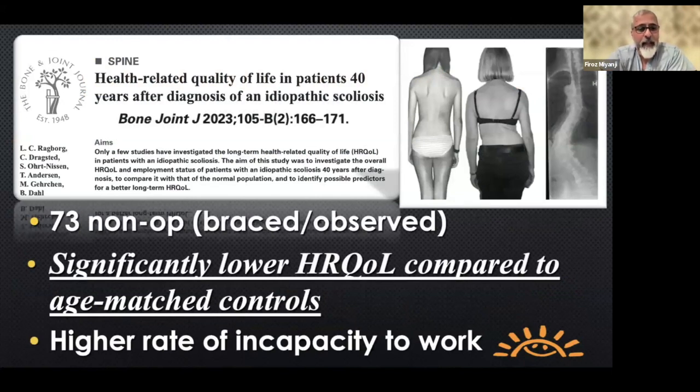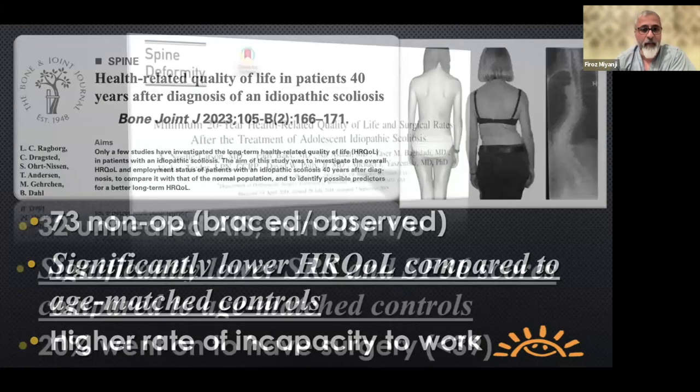Now, Mike Gershon and Benny Dull in the Netherlands recently published this about a year ago, and this was specifically looking at health-related quality of life. They had a 40-year follow-up, 73 patients. Some of them were braced, some of them were observed, but none of them had surgery. They did find that these patients had a lower health-related quality of life compared to their age-matched controls and a higher rate of incapacity to work. So again, untreated AIS into adulthood had a significant impact on health-related quality of life, at least in the Netherlands. Very similar and in keeping with the work out of Iowa.